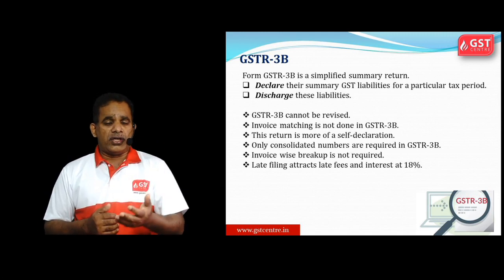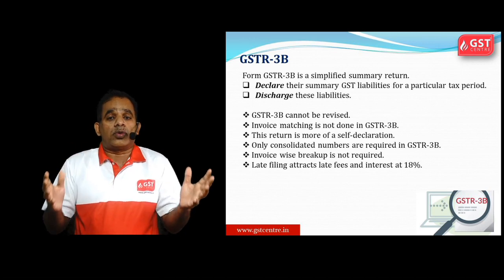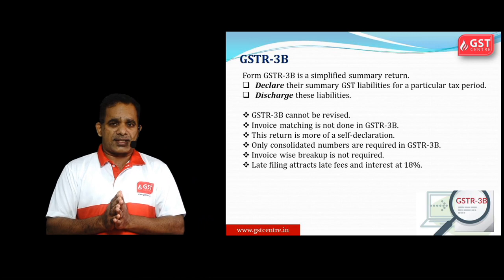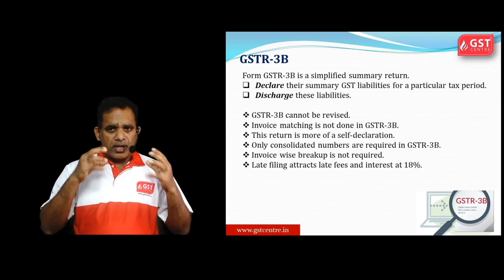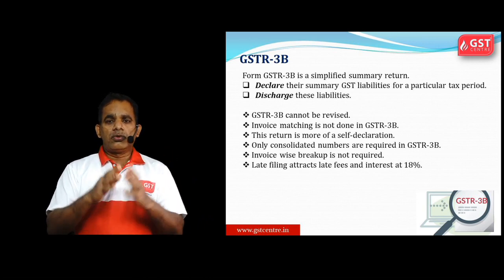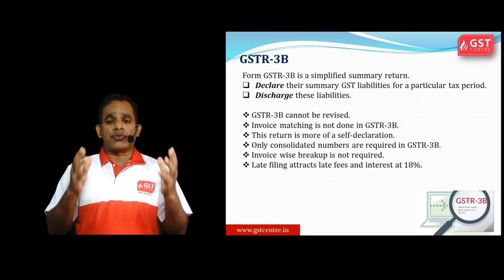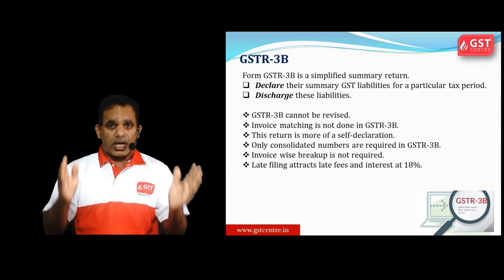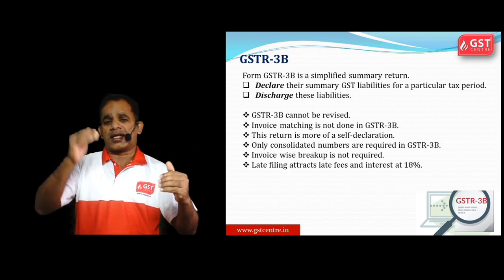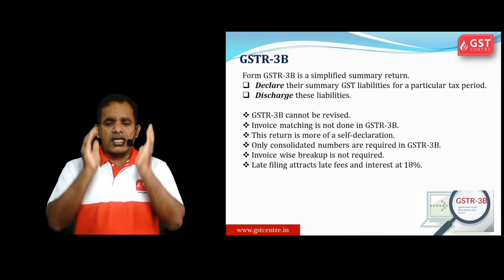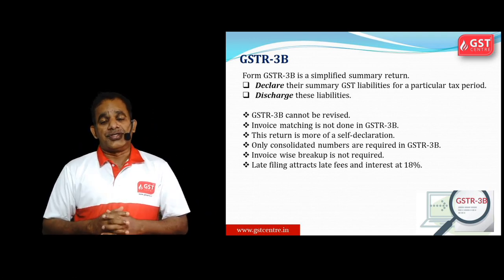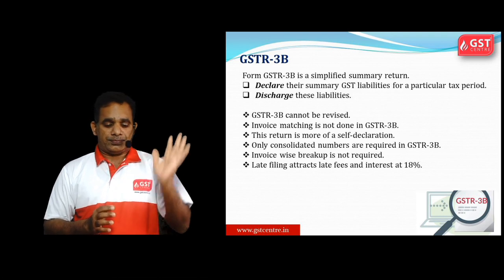In the last video, I told you how to calculate the tax liability, that is output tax minus input tax. So for a month, you find out your tax liability, and that summary, how you calculated it, how much output tax, how much input tax, etc., should be given as a report to the government. That is called GSTR 3B return.